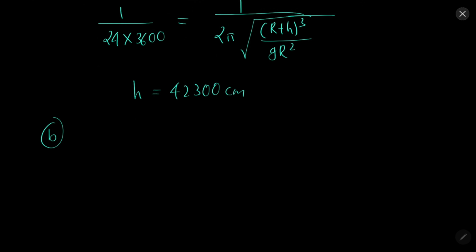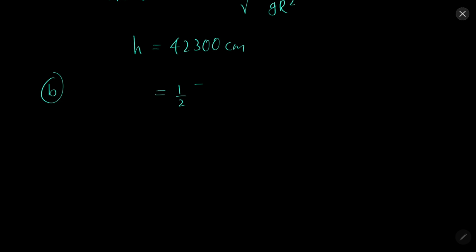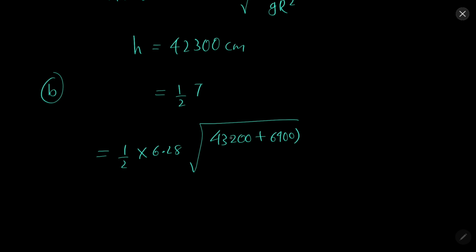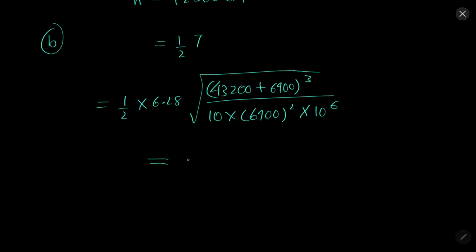Now B part, time taken from North Pole to equator. So let it be half of time t. So it will be half into 6.28 into 43200 plus 6400 cube over 10 into 6400 square into 10 to the power 6. So it will be around 6 hours.